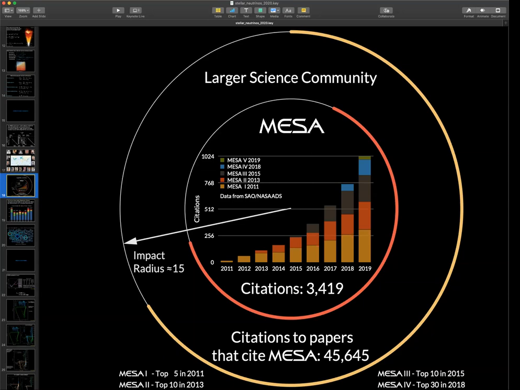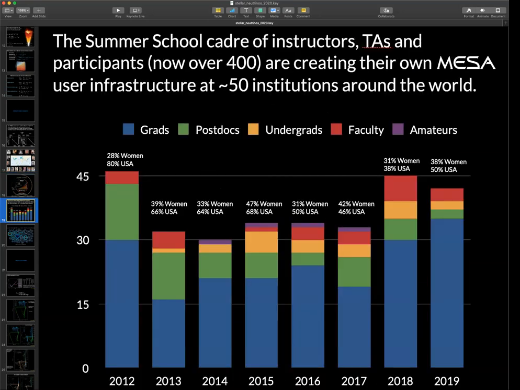If you're interested in using MESA, one of the best things you can do is attend the MESA Summer School. We do it every year. Hopefully we'll do it this year. It's on the bubble. We shall see what happens here in the era of COVID-19. But we've been doing it since 2012, so over roughly the past 9 years or so, we've had about 400 participants who are creating their own MESA infrastructure at about 50 institutions around the world.